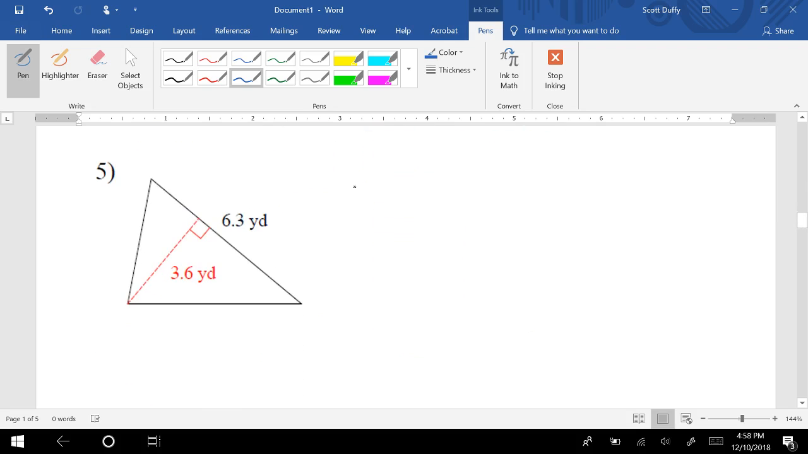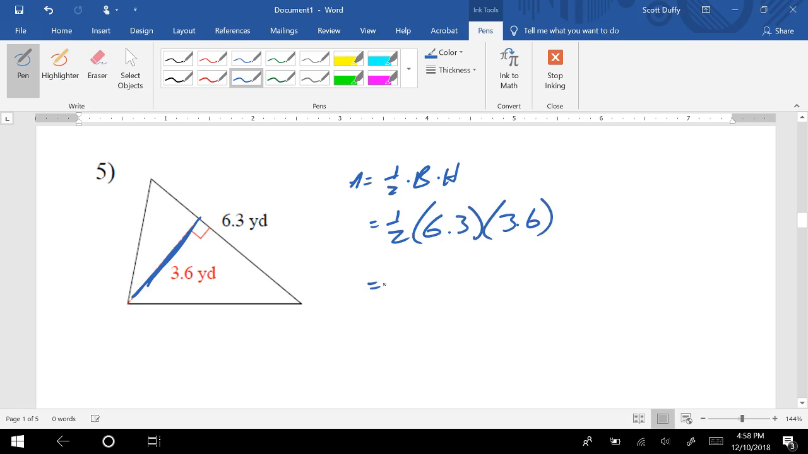Five, area of a triangle is 1/2 times base times height. Base is the side it sits on that is perpendicular to the altitude. So that would be base is 6.3, altitude or height of 3.6. Multiply that all by 1/2. Using my calculator, 0.5 times 6.3 times 3.6, 11.34. That's going to be square yards.